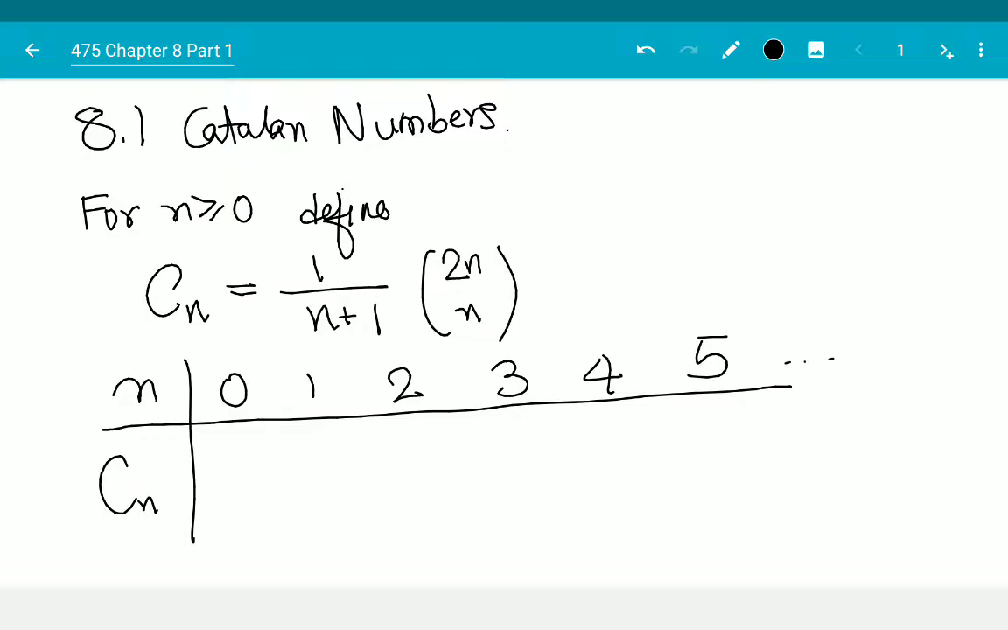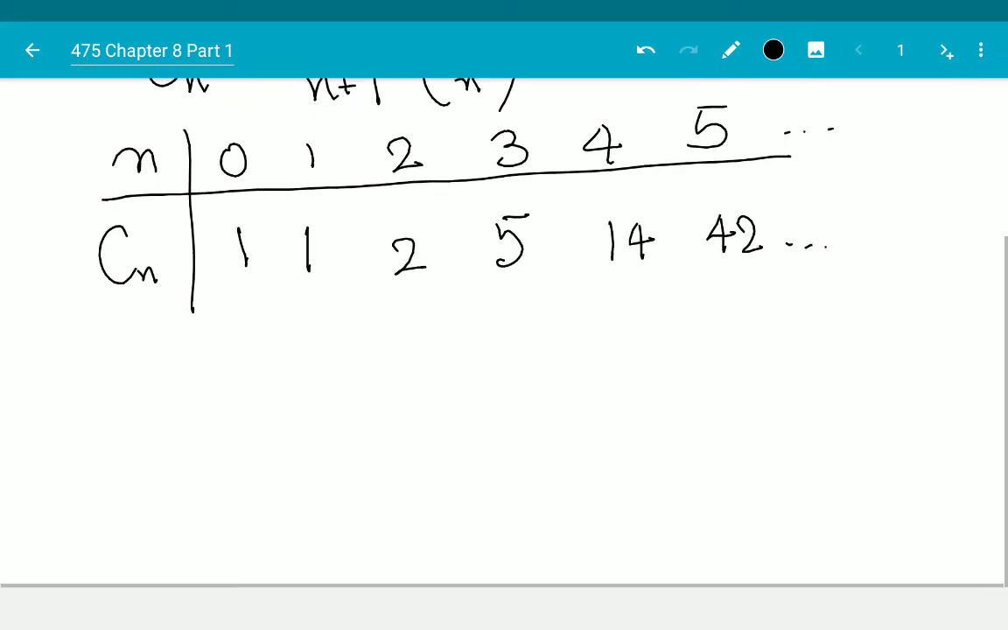For n equal to 0, it is 1 over 1, all this is 1. For n equal to 1, it is 2 choose 1, which is 2, divided by 2, so that is also 1. 4 choose 2 is 6, divided by 3 is 2. 6 choose 3 is 6 into 5 into 4, 5 4s are 20. 20 divided by 4, so that's 5. You can check that for 4 it's 14, and for 5 it's 42, and so on.